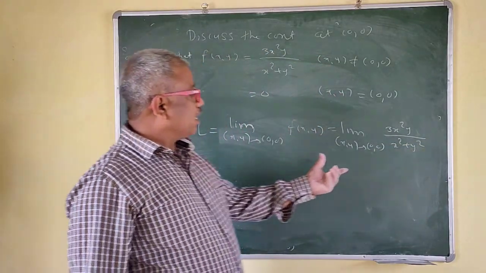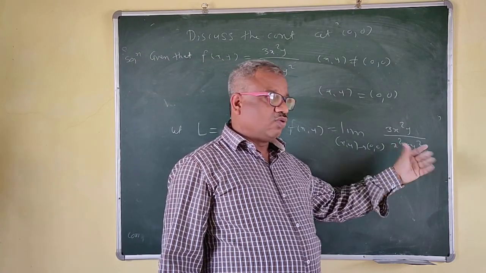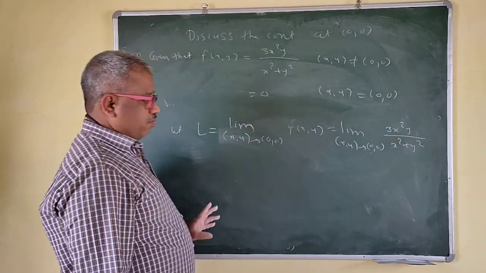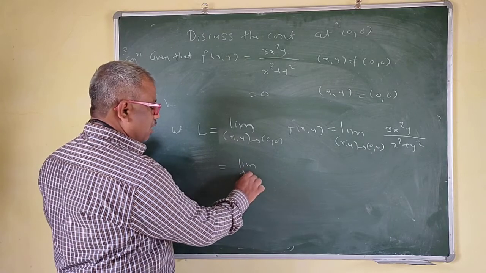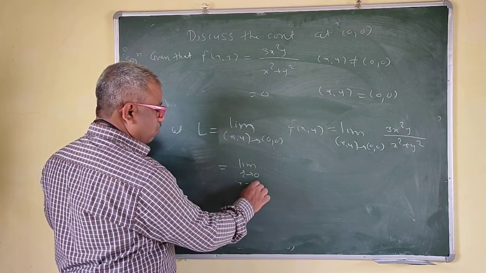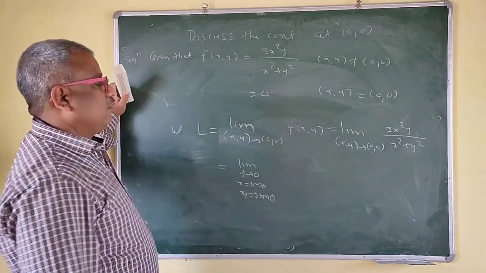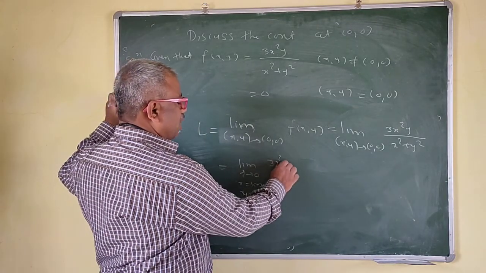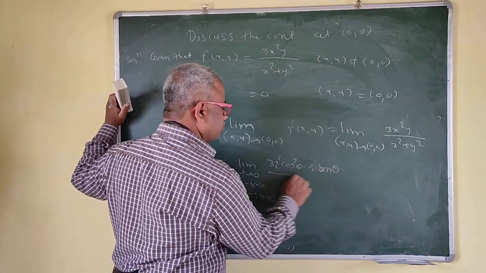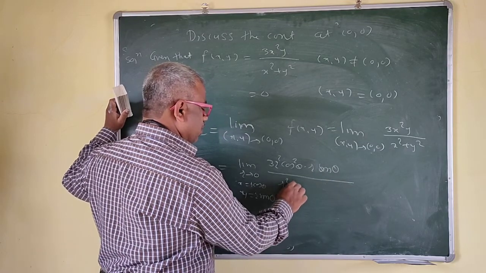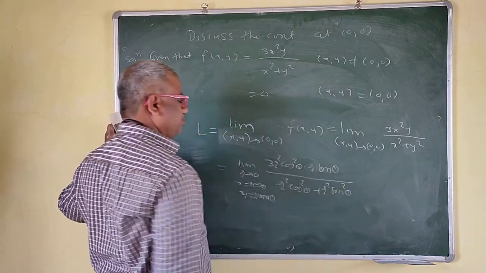Now see that the denominator is x square plus y square, so you can apply the polar form. Directly we will apply this. Limit r tends to 0, x is equal to r cos theta, y is equal to r sin theta. So 3 r square cos square theta into r sin theta upon r square cos square theta plus r square sin square theta.